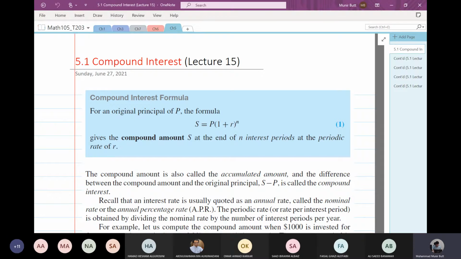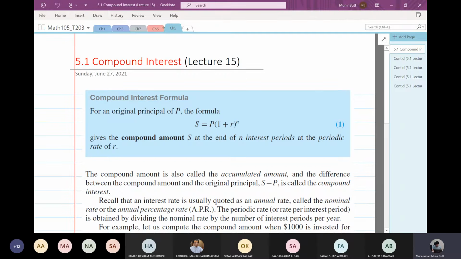So today the objective of our class is to study unit 5.1, which is compound interest. Since you are students of economics and business and finance maybe, you know very well what the formula for compound interest is.